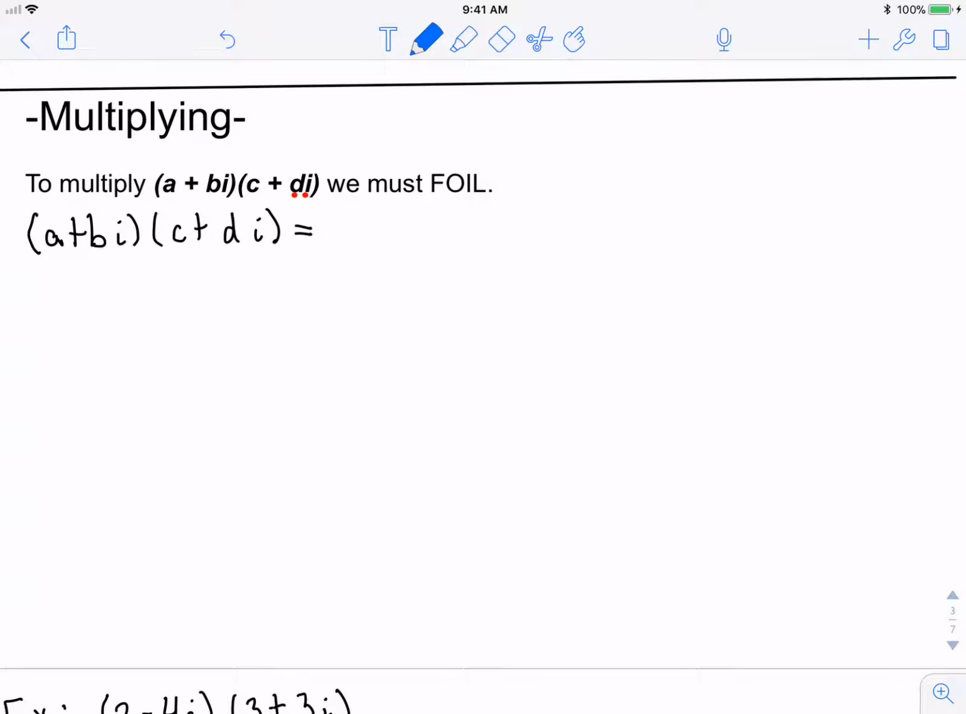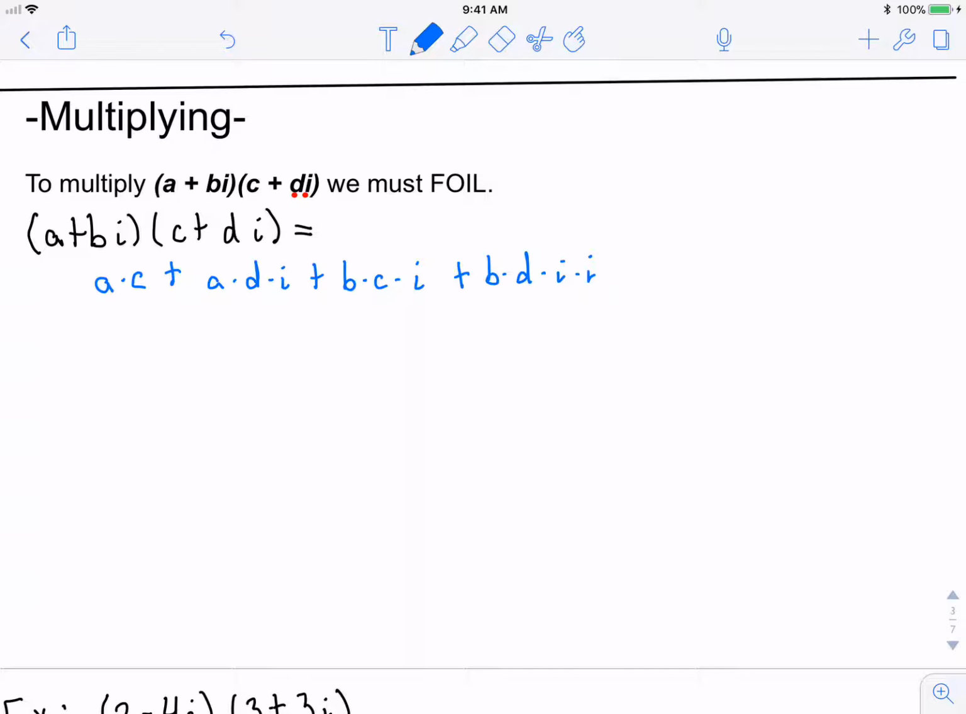Multiplying is a bit of a different beast. So again, the general algebra rules apply, and we're going to FOIL out our two complex numbers to come up with something we can use. So let's start foiling. If we remember the rules for foiling, first is the first two, so a times c, plus outer, a times d times i, plus inner, b times c times i, plus the last two, which is b times d times i times i.